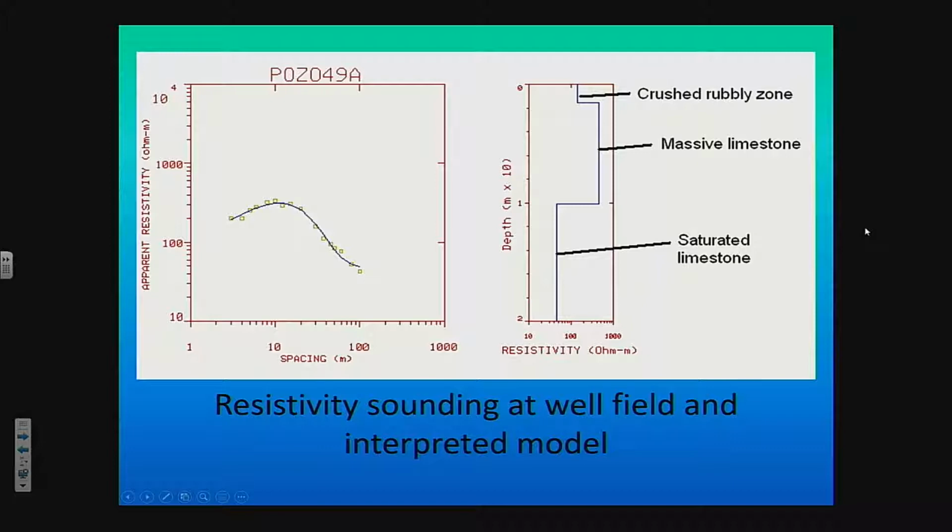So you get a chance to do that because you're doing the geophysics work. We have a program that we use to do that. So it goes from this to this. So we interpret the top as a crushed, rubbly zone, kind of a weathered zone. Massive limestone underneath that, and then there's the water table right there. In this case, it's about 10 meters of that.